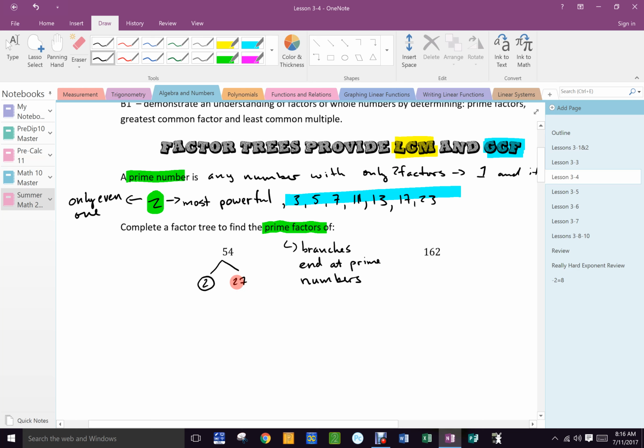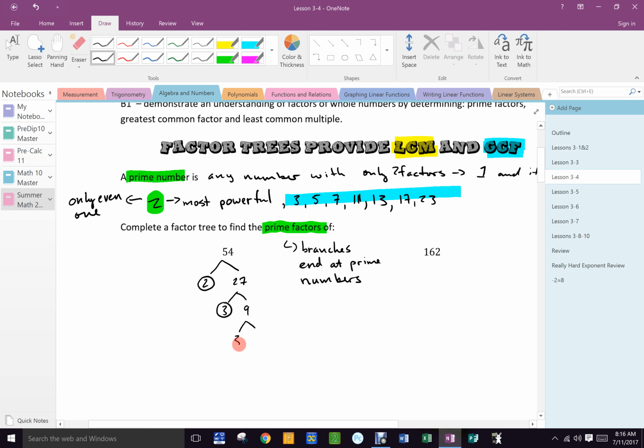So what are some factors of 27? 3 and 9. 3 is another prime number, so I'm going to stop that branch. 9 is not. 3 and 3. And now I've got prime numbers everywhere.